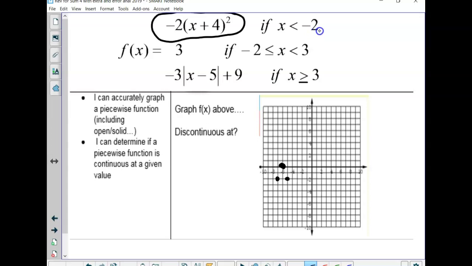Yes, because that's where the open circle is. If you don't draw the open circle in the right place, it's not going to be full credit. Okay, you have to put a -2 in. Add 4 becomes 2, squared is 4, times -2 would be -8. So down at -2, -8, there should be an open circle showing it goes right up to that.